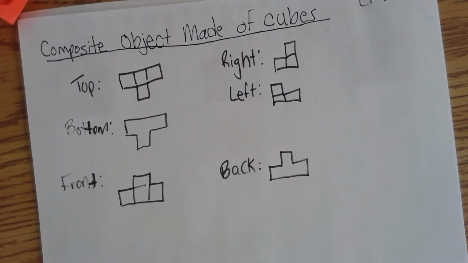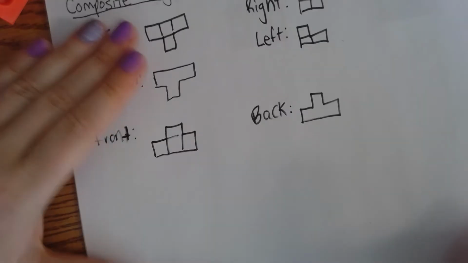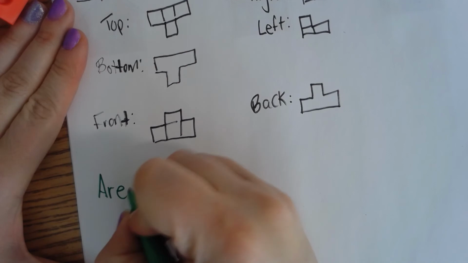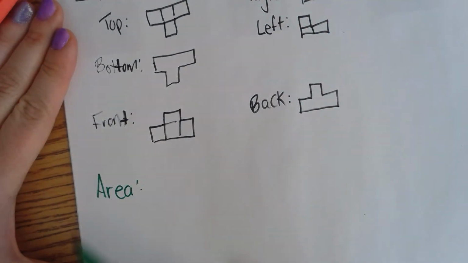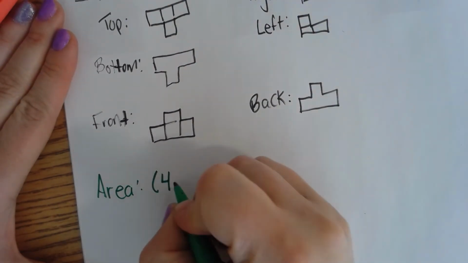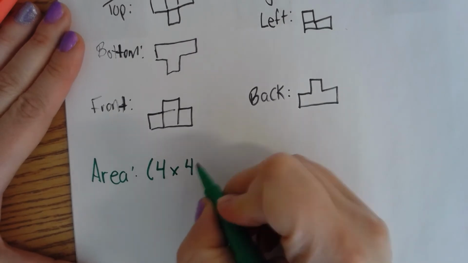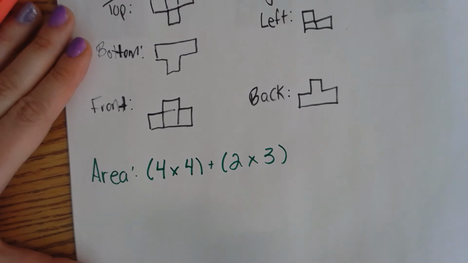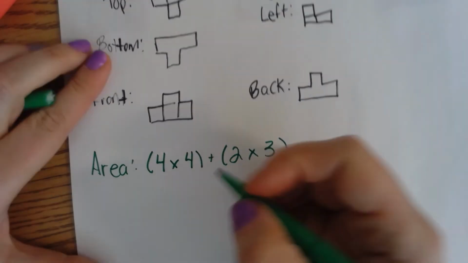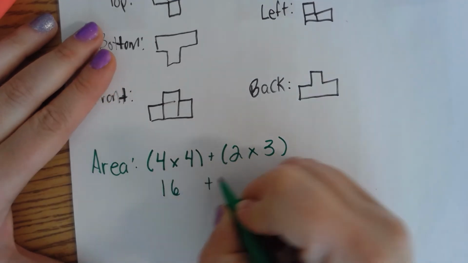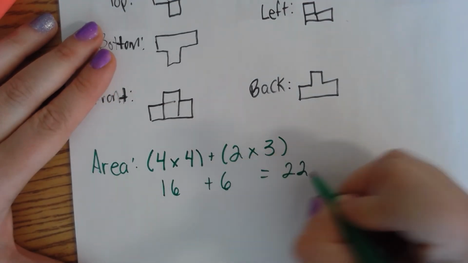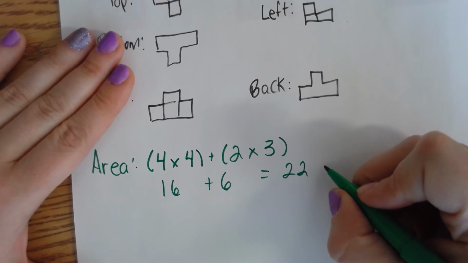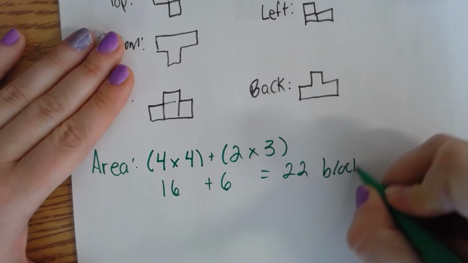At this point, if I were to find the surface area, one way I can do this is I can look to see how many are of each. So if I look at my shapes, I have 4 that are 4 cubes, and I have 2 that are 3 cubes. If I didn't want to add 4 plus 4 plus 4 plus 4 plus 3 plus 3, I can write it out like this, which gives me 16 plus 6 for an area of 22 blocks for the surface area.